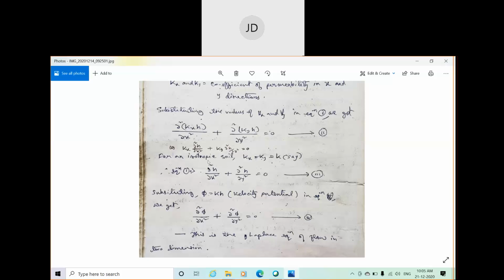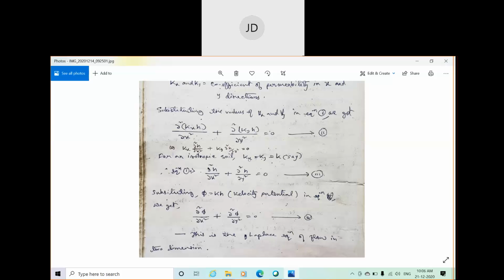Now, if you consider isotropic soil. What is isotropic soil? The isotropic soil is defined as soil having the same property, same elastic property, in all three mutually perpendicular directions. Isotropic material means the particular material having same property or elastic property in all three mutually perpendicular directions. So if the soil is isotropic, we can say the coefficient of permeability in x direction and coefficient of permeability in y direction must be equal, since it is an isotropic soil, isn't it?